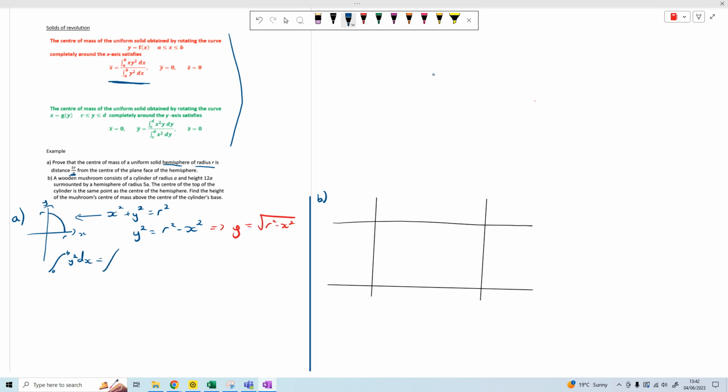So y squared is r squared minus x squared. Now I've got to think about what limits I want to put in here. Let's think about what this circle goes between. It goes between 0 and r in my x-coordinate, so 0 and r. Okay. And now let's plug everything in.